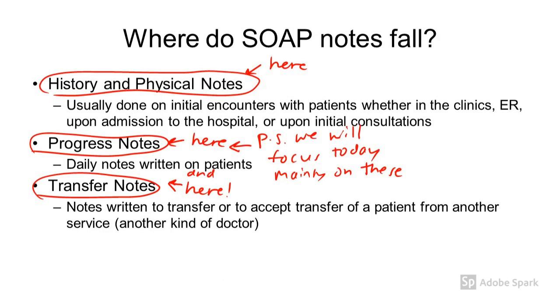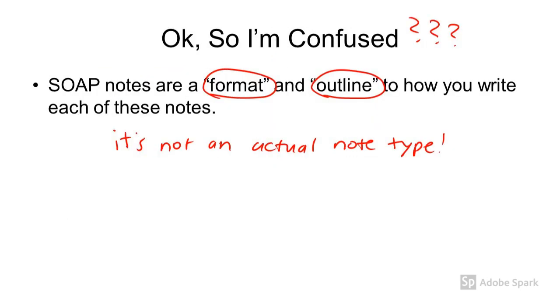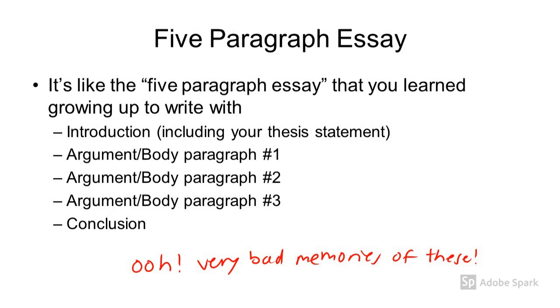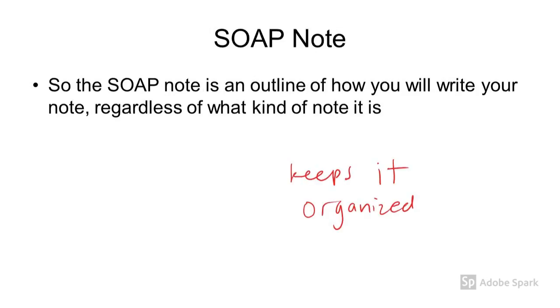So where do SOAP notes fall? Under history and physical notes, progress notes, and transfer notes. So SOAP notes are really a format and an outline to how you write each of those, and it's actually not an actual note type. It's like the 5-paragraph essay that you learned growing up with an introduction, body paragraph 1, 2, and 3, and then conclusion. So it's essentially an outline of how you write your notes, regardless of what kind of note it is, and it keeps it organized, especially for your presentations.